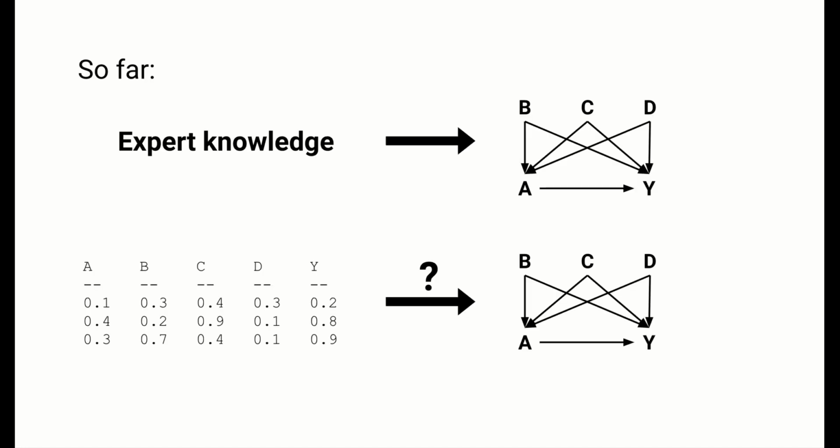So far, we've relied on expert domain knowledge to construct causal graphs. But is it possible to take a more data-driven approach to constructing these graphs? That is, can we learn the structure of causal graphs from data? With some assumptions, it's possible, and this pursuit is called causal discovery.